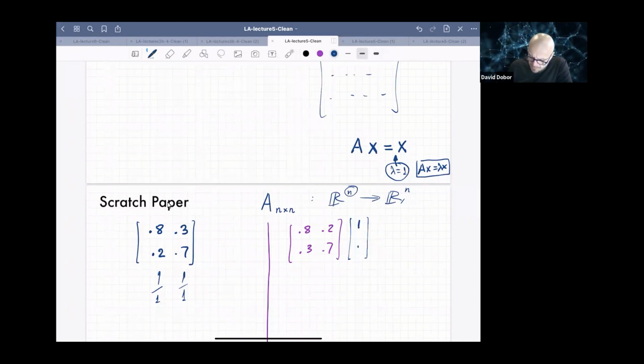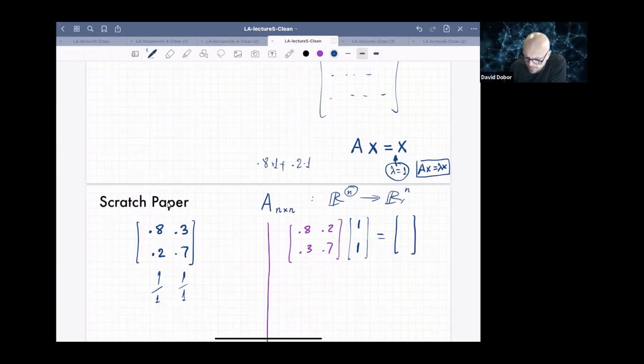I'm going to suggest the vector 1, 1. What comes out on the other side? Because the rows add up to 1, you take one whole piece, then 0.8 of it, and then of 1, and then 0.2 of 1. What comes out as a result?